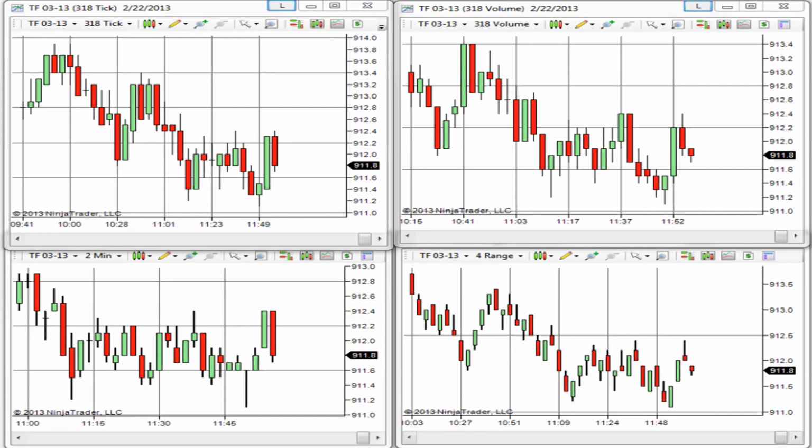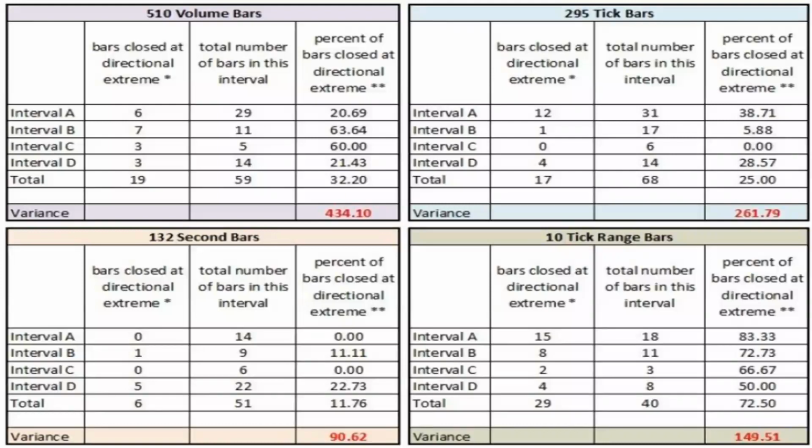So if you look at these bars, look at the tails on the bars. I use candlesticks on these so you can see the tails on the bars. Are there tails at both sides? Look at where the closes of the bars are and study where the closes are. It'll give you an idea of what these bars are like and what kind of information you might be feeding to an indicator. So these are just some tables. What I have here, on the volume bars, for example, is the percent of bars that closed at the directional extreme.